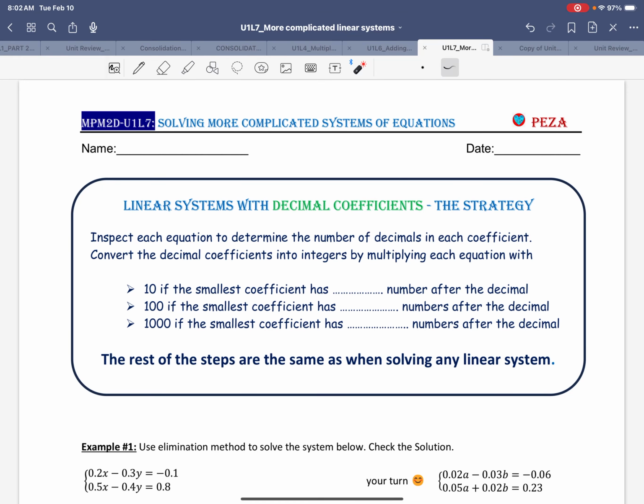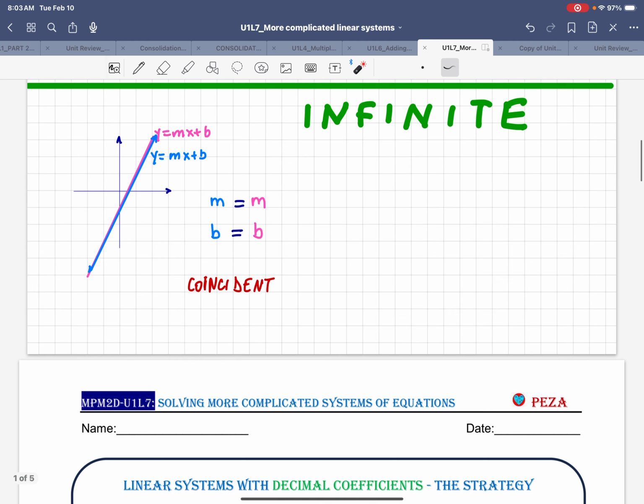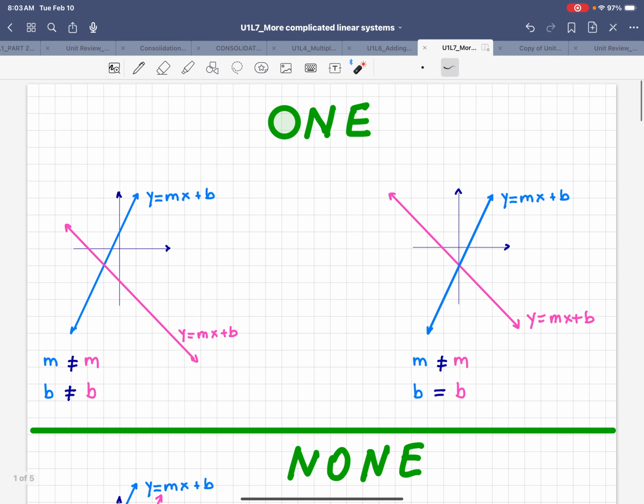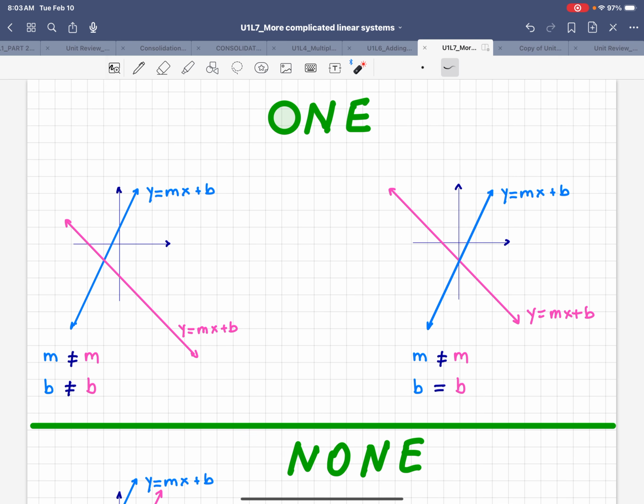In this lesson, we'll explore solving some more complicated systems of equations. Recall that so far we have looked at three different methods of solving systems of equations: graphing and two algebraic methods. We call them substitution and elimination.